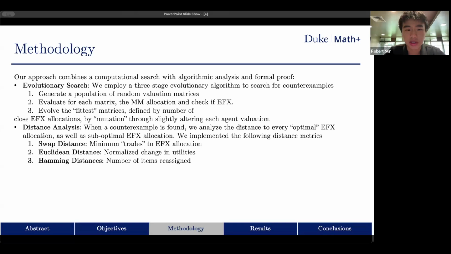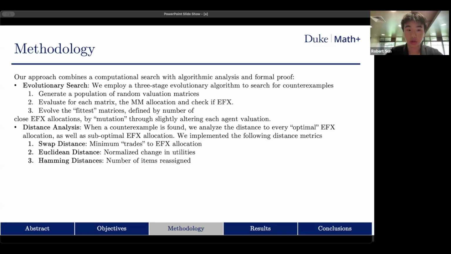So our methodology is to use an evolutionary search, where essentially we will generate a population of a lot of random utility matrices. And then for each matrix, we're going to see the MM allocation and see if it's EFX. We'll keep the fittest ones, the ones that are most likely to be counterexamples. And then we'll take parts of these fit matrices and essentially evolve them to create more likely counterexamples.